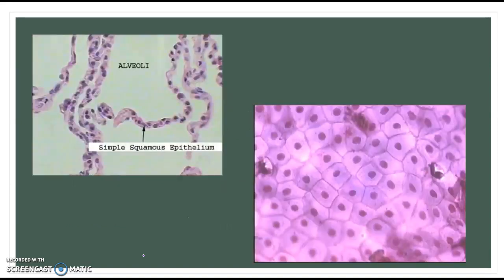So here's some examples of our simple squamous. So here's our simple squamous in the alveoli, which are our little air sacs in the lungs. And you can see it's a very thin layer of tissue. Here's a cell, here's a cell, here's a cell. So it's just one layer of these cells. And then this is a really good top view that just shows you the shape of those cells. They're very, very scale-like.